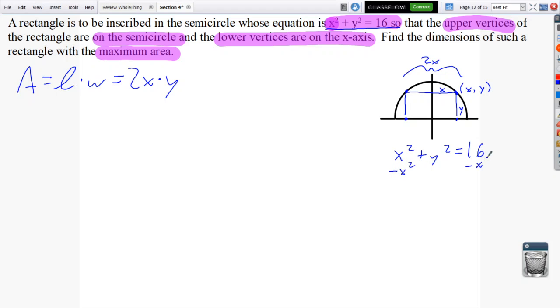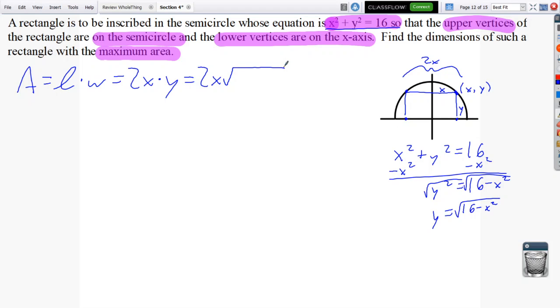Subtracting x squared from both sides, I've got y squared is equal to 16 minus x squared. Going a little bit further, taking the square root from both sides, I'm going to have y is equal to the square root of 16 minus x squared. I'm not going to do the plus or minus because I only have the positive circle that I'm dealing with here. All right? So now I can go back in here and I can figure out that this is going to be 2x times the square root of 16 minus x squared.